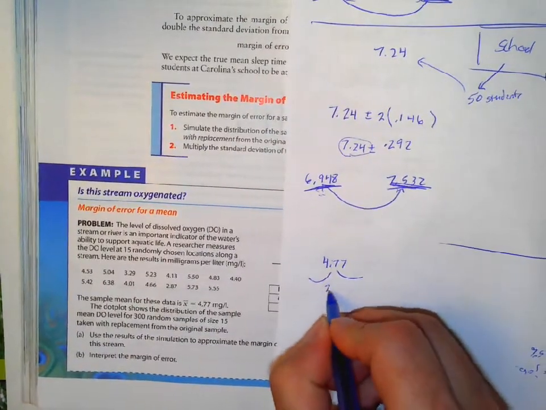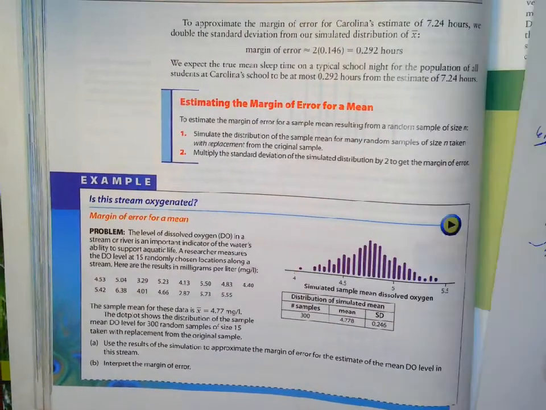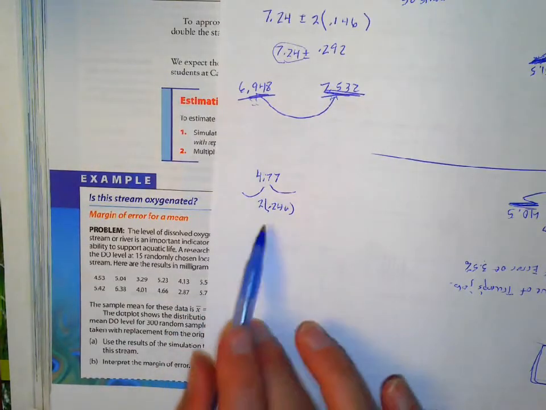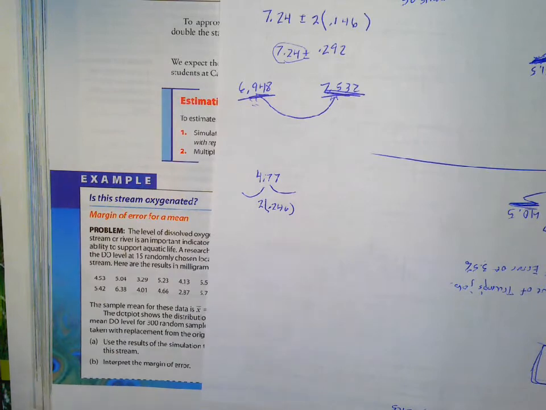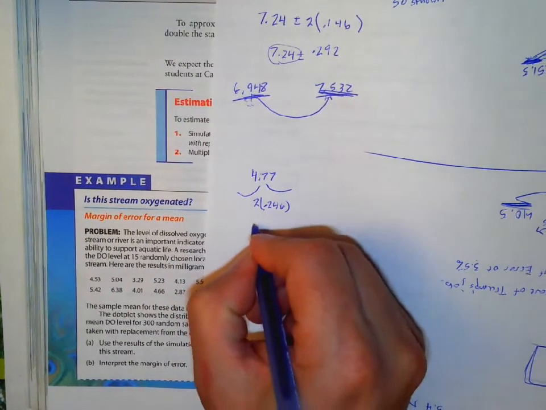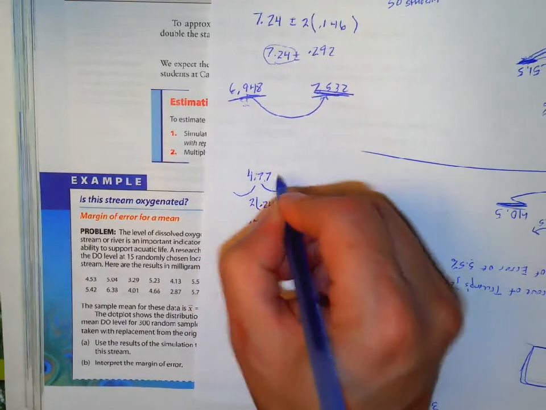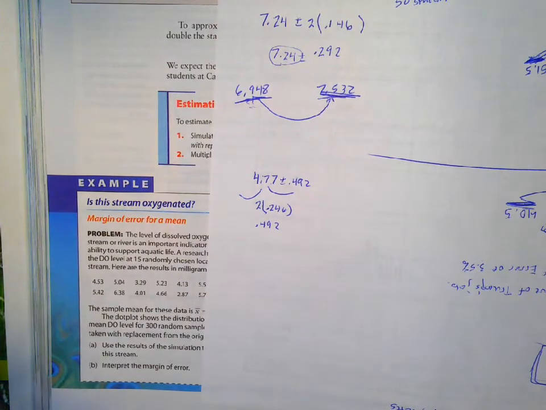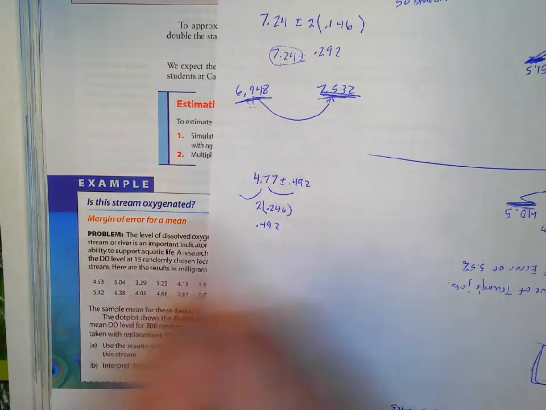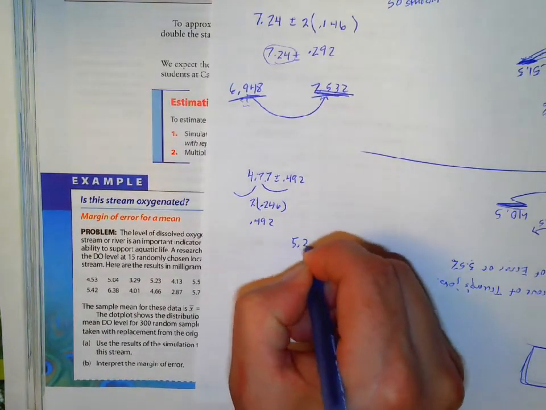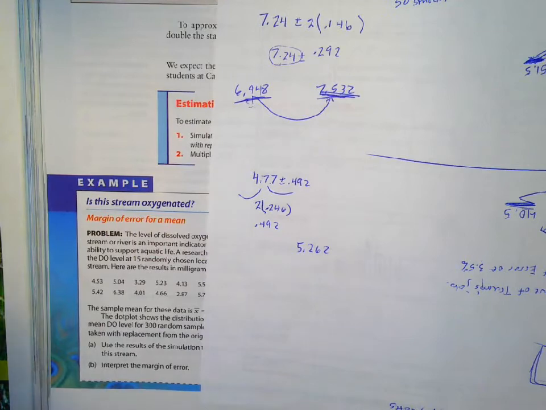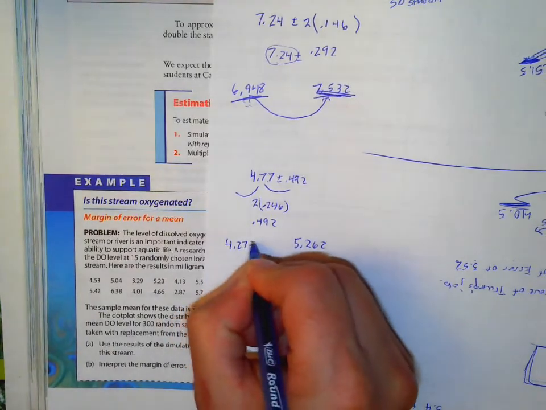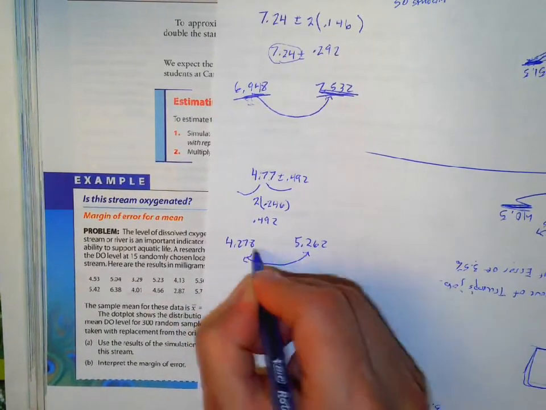So that margin of error, once again, we're estimating is 2 times the standard deviation, which is that number right there. So 2 times 0.246 is 0.492. So we're going to take this number plus and subtract it 0.492. So 4.77 plus 0.492, on the top end we have 5.262, and 4.77 minus 0.492 gives us 4.278. So we believe the river is going to be somewhere between there and there.